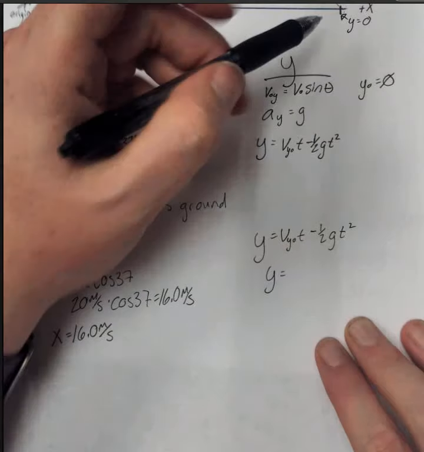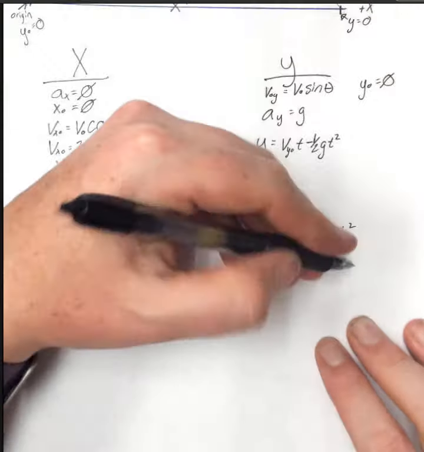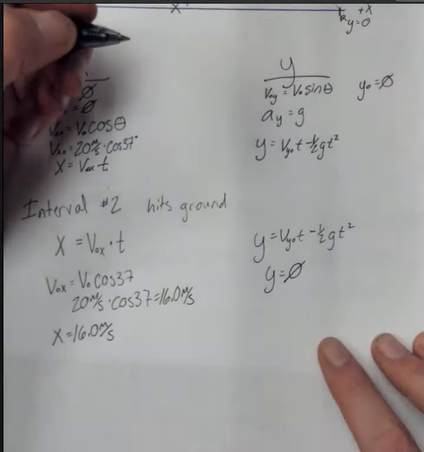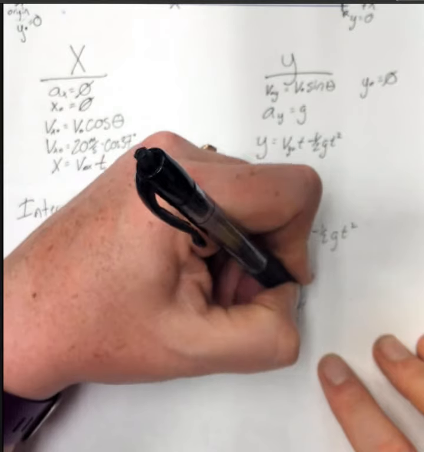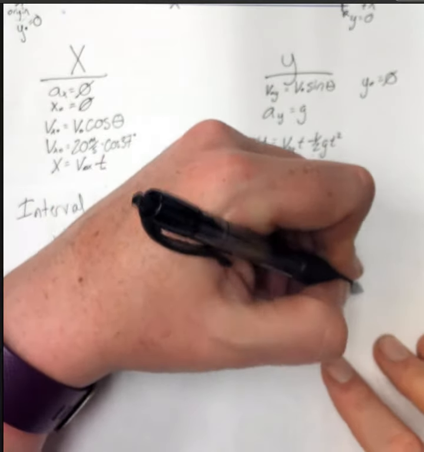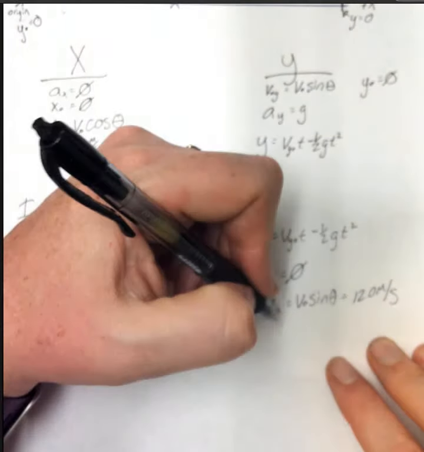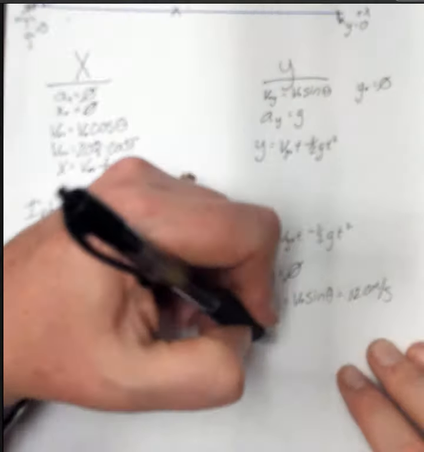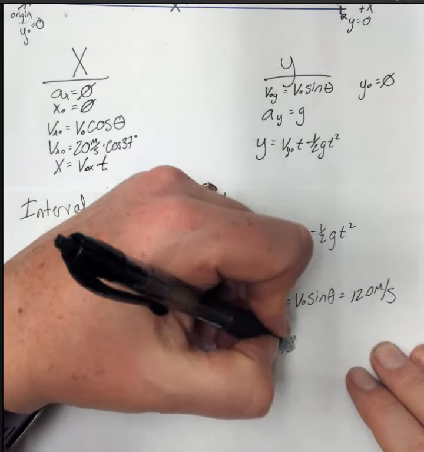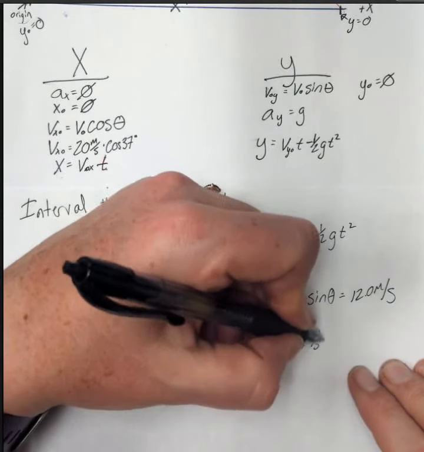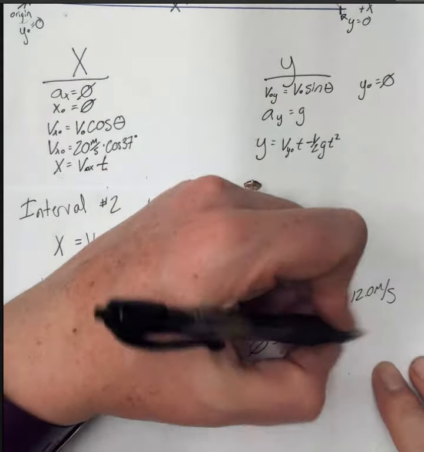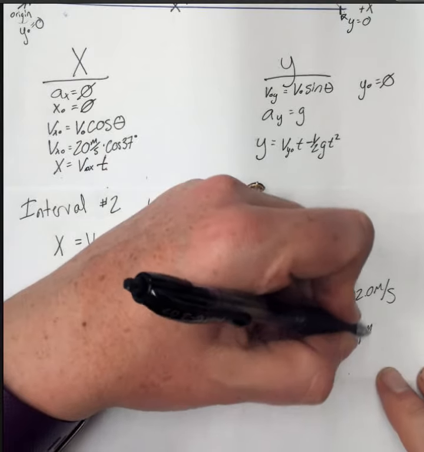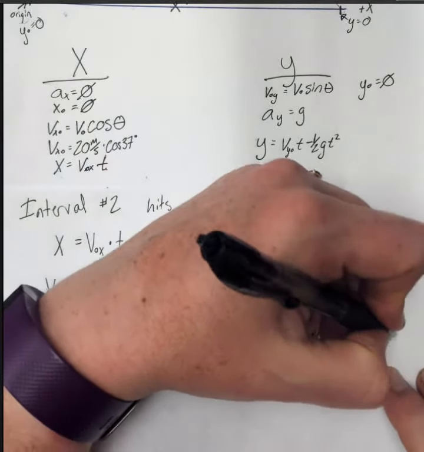Well, I decided up here that my y value is 0 because I'm back to the x-axis. I also know that my Vy naught was equal to V naught sine theta, which was 12 meters per second. And I know that g is 9.8 meters per second squared. So I get 0 equals 12.0 meters per second times time, minus 1/2 of 9.8, which is 4.9 meters per second squared, times time squared.